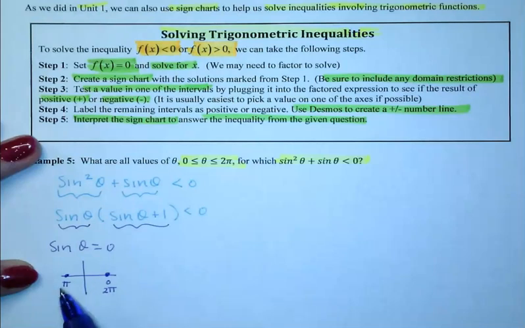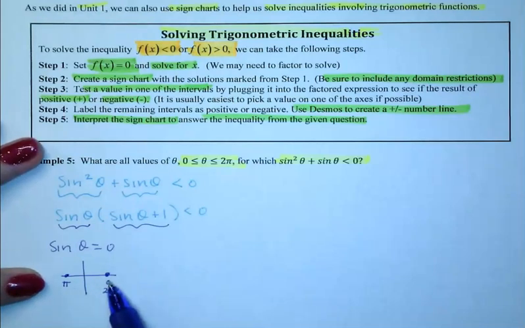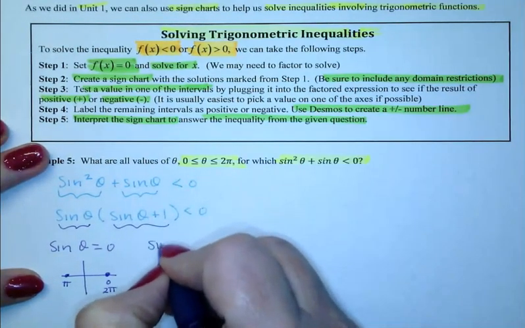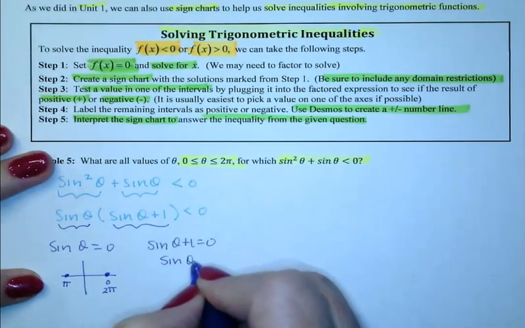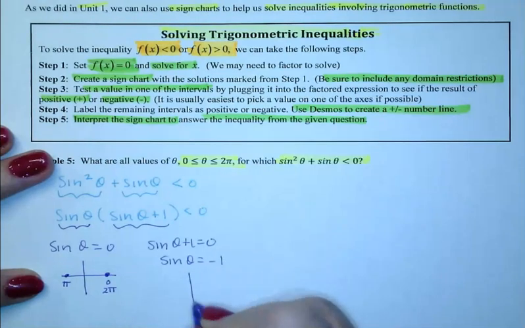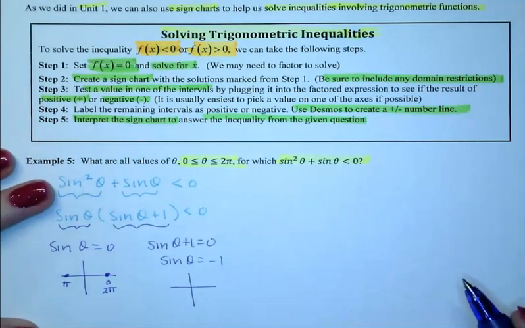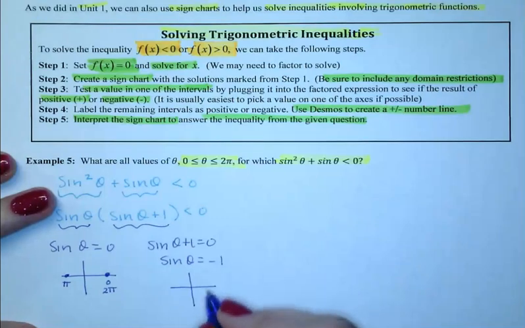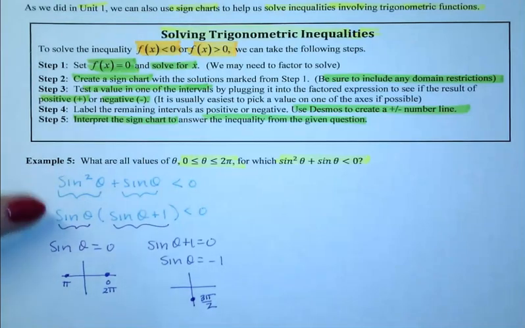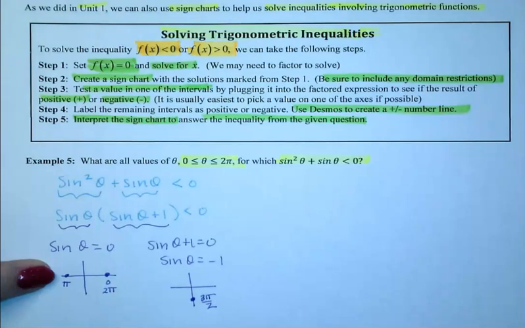So from this factor, I have three things that are going to go on my number line: 0, pi, and then 2 pi. Now we're going to take the second factor, and we're going to say sine of theta plus 1 equals 0. Move the 1 over, so we have sine of theta equals -1. There is only one place on the unit circle where sine is going to be -1. This is sine, right? So that's going to happen down here at 3 pi over 2.